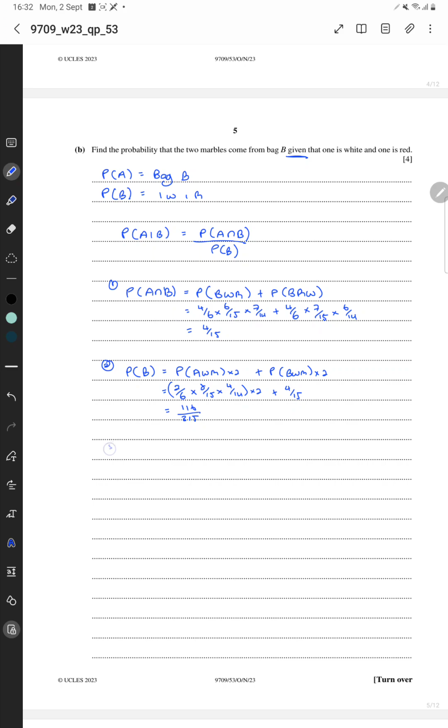Great. Now we've found both of the requirements in order to fulfill the conditional probability. All we have to do now is substitute in these values. So the probability of A given B is equal to 4 over 15 divided by 116 over 315. And your final answer should be 21 over 29.